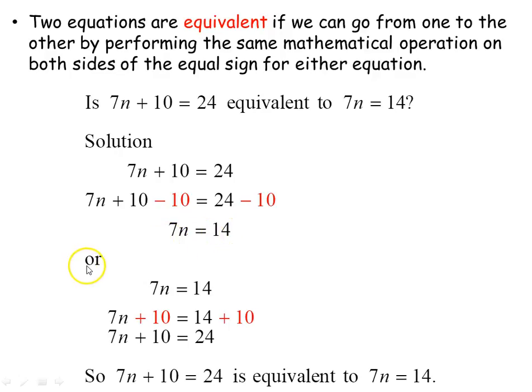We could have gone in the other direction. We could have started with 7n equals 14, and added 10 to both sides. And when we do that, we get 7n plus 10 here, and 14 plus 10 is 24, and we get back to the other equation. So these two equations, 7n plus 10 equals 24 and 7n equals 14, are equivalent to each other.